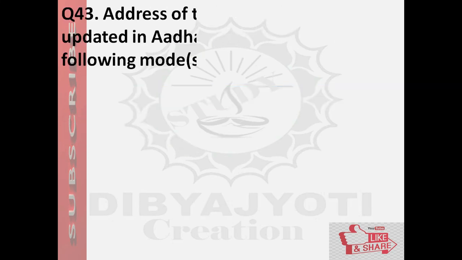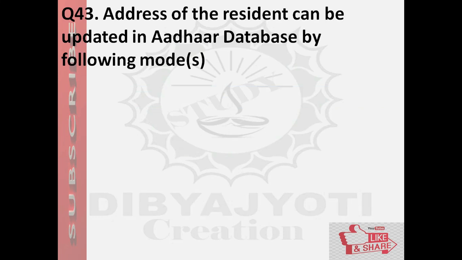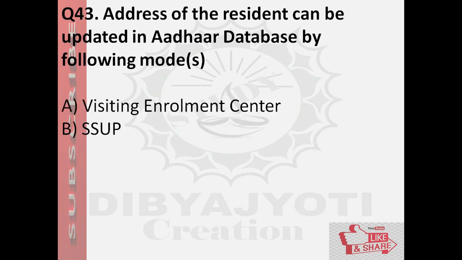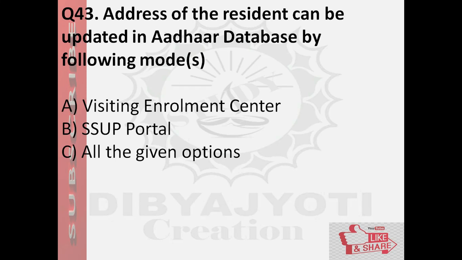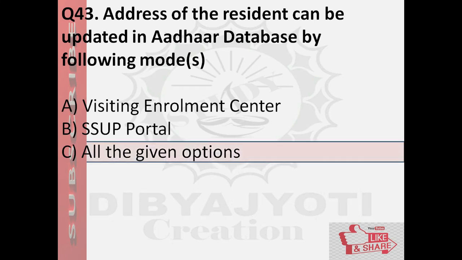Question number 43. Address of the resident can be updated in Aadhaar database by following modes. Option A, visiting enrollment center. Option B, SSUP portal. Option C, all the given options. And answer is option C, all the given options.